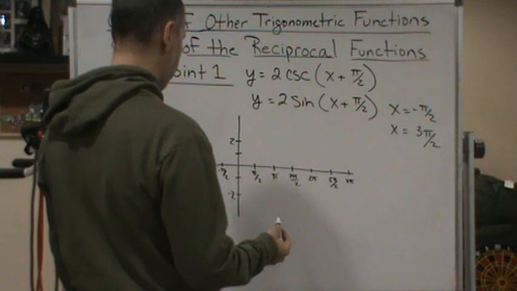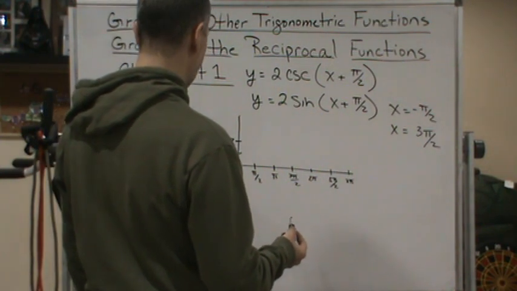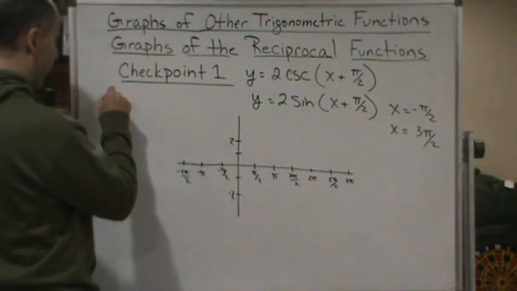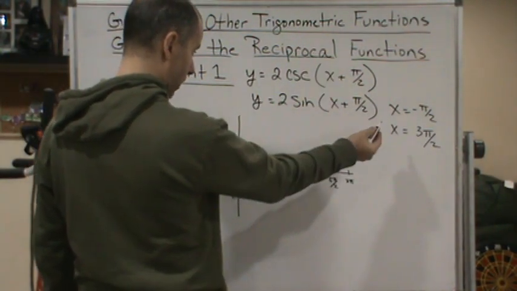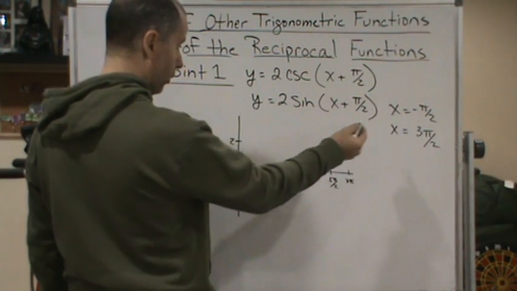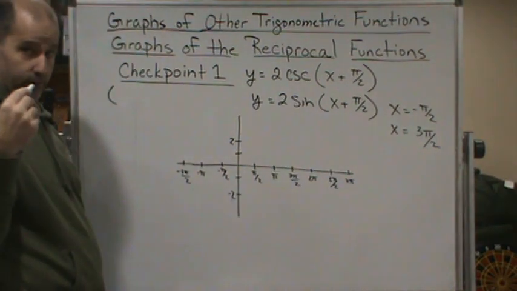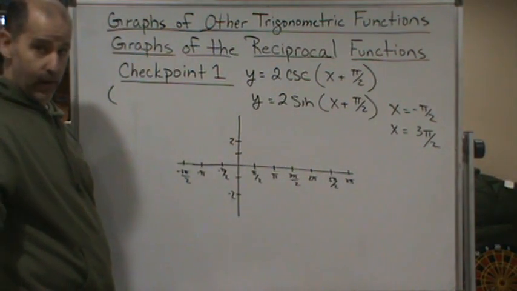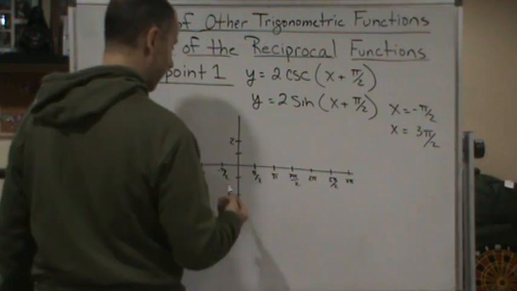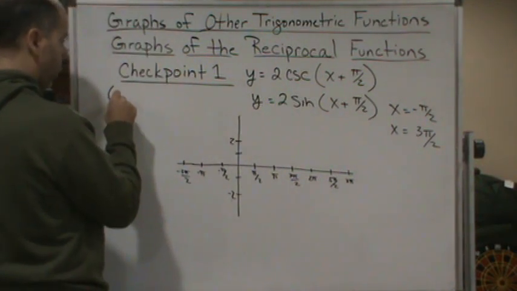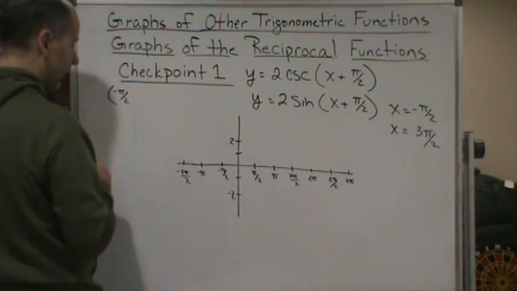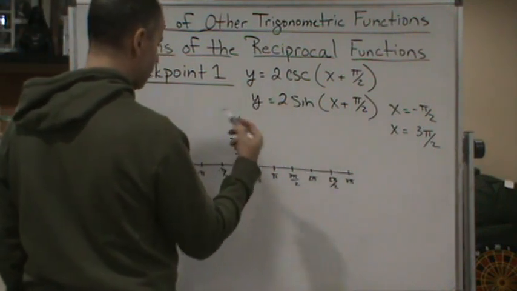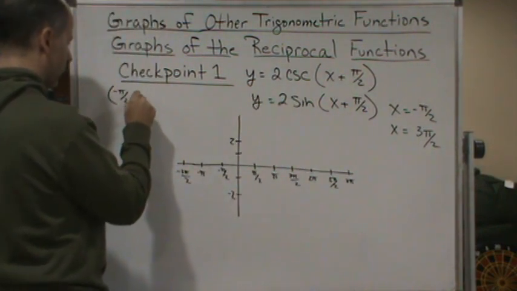And so now what I'm going to do is get my 5 points. So again, it's a period of 2 pi. I'm just going to start with negative pi over 2, and I'm going to divide by 4, so that's pi over 2. That means every pi over 2, I'm going to have another point. So I'm going to start at negative pi over 2. And at negative pi over 2, it's a sine function, so it's going to be at 0.